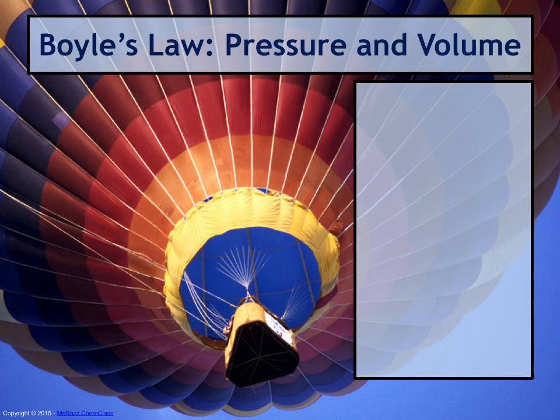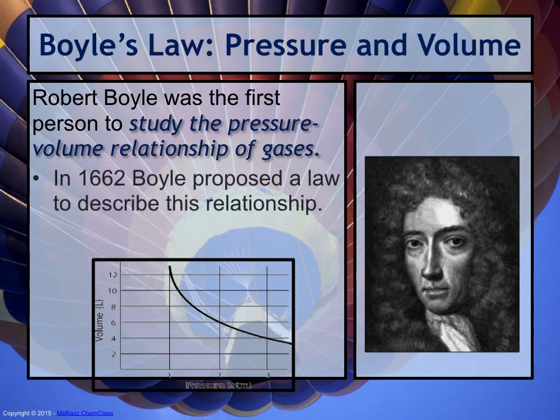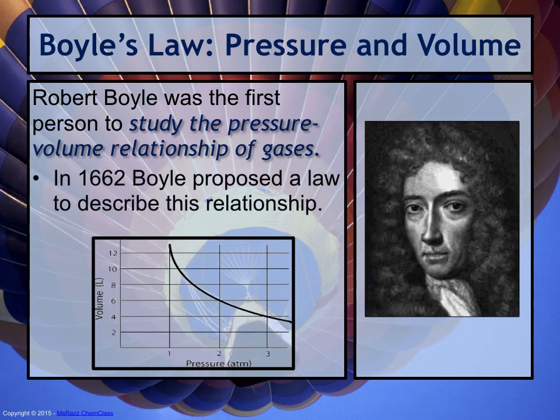We're going to start with Boyle's law, and Boyle's law looks at the relationship between pressure of a gas and volume of the gas. So Boyle was the first person to really look at these two relationships. This is what he looked like. And in 1662, he proposed a law to describe the relationship between volume and pressure. So take a look at this graph and think for a sec. What is happening to pressure as volume is increasing?